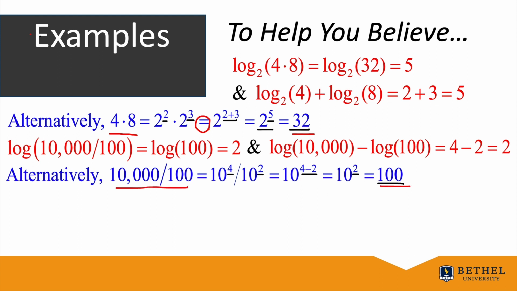One more example with the natural logarithm will illustrate the third property. Natural log of e to the 4th, all raised to the 5th power, is natural log of e to the 20th because we multiply the exponents. 4 times 5 is 20.